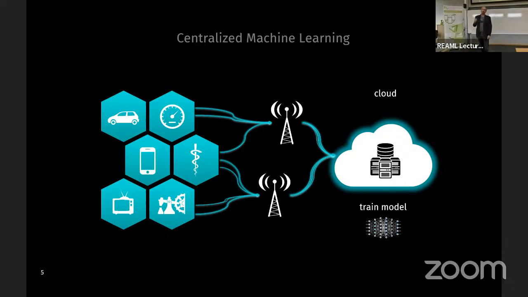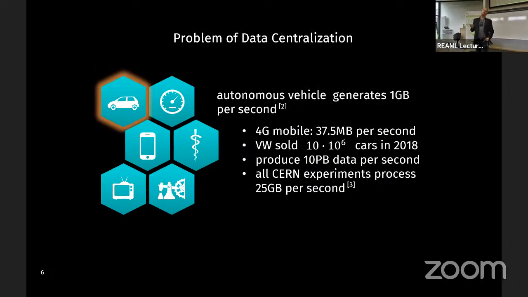And this is the big problem we're facing today, because what I want to argue is that centralizing all this data is infeasible to impossible. And let me give you a few reasons why. So my go-to example is that of autonomous driving.